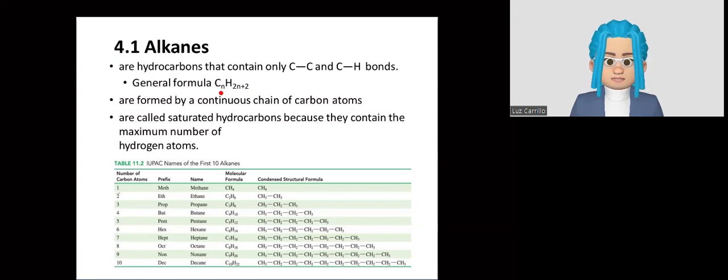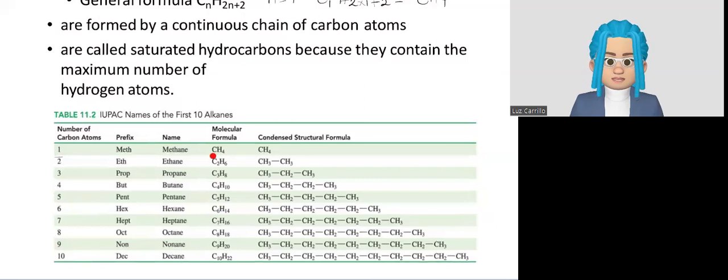Their general formula is CnH2n+2. What this means is that if n equals a whole number, so for example, if n equals 1, the chemical formula for this hydrocarbon is going to be C1H(2 times 1 plus 2), which gives rise to the alkane that has the chemical formula CH4. And as you can see in this table, which is a reference table from a different textbook, when you have one carbon atom, the chemical formula for that alkane is CH4.